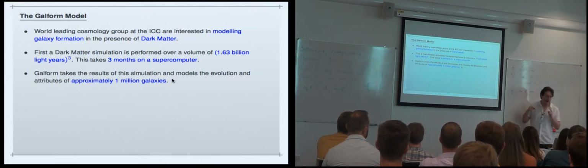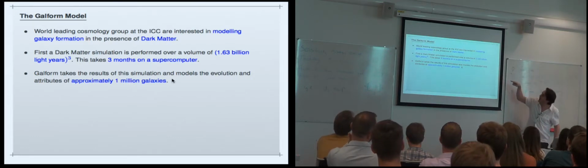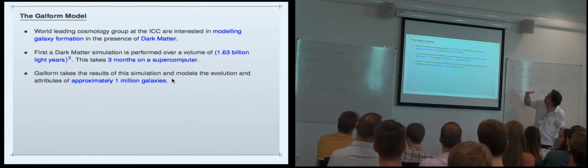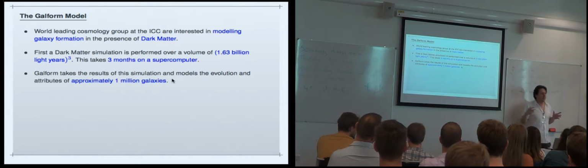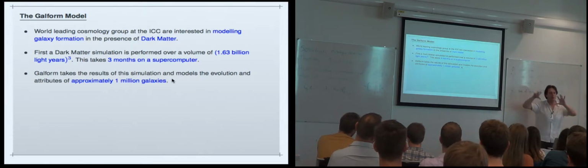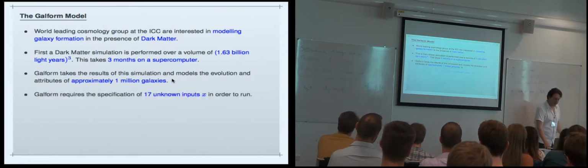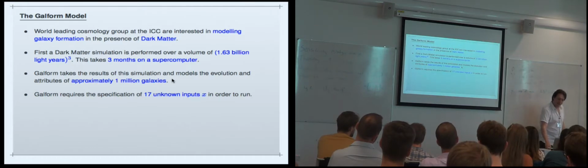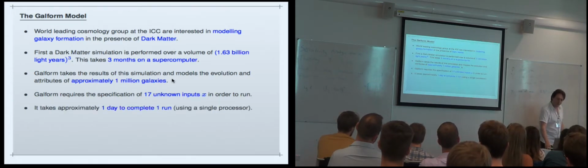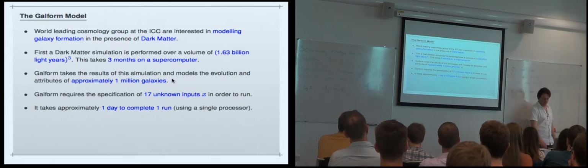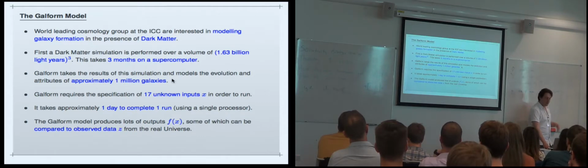Galform, which is the model we care about, takes the dark matter simulation and models the evolution attributes of approximately 1 million galaxies. So it takes this dark matter simulation, which has the clustering and things hitting into each other, puts more detailed physics on top of that, and does a few more additional calculations. It requires a specification of 17 unknown inputs X in order to run, and takes about 1 day to complete a single run using a single processor. So 24 hours for a single run is what we're talking about here. And it produces lots of outputs that we can compare with real data.